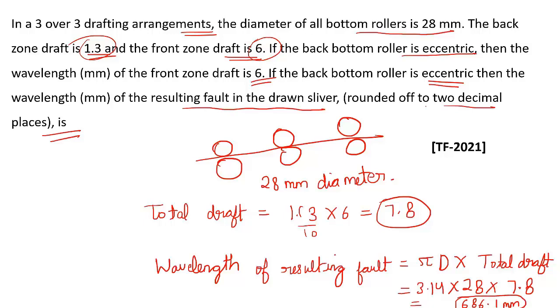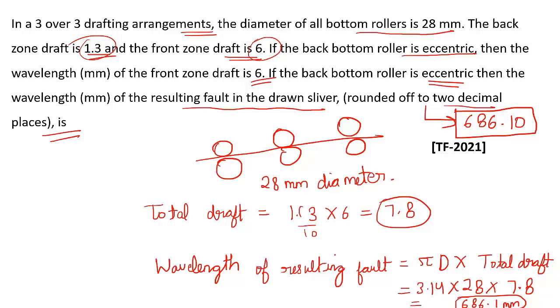And so you have to write in 2 decimal places, and the correct answer is 686.10. It is the wavelength of the resulting fault in the drawn sliver. It is the correct answer. I think you have understood. This was also a 2-mark question of NAT type from the drafting arrangements.